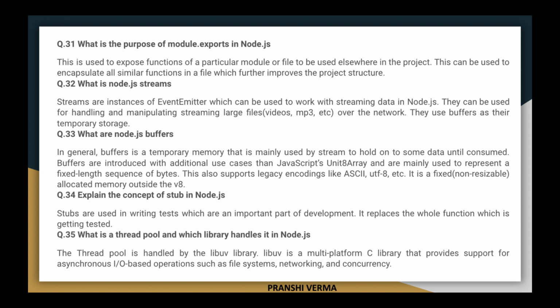Node.js provides 4 types of streams. Readable streams, it's used for reading data from a source. Writable streams, it's used for writing data to a destination. Duplex streams, it's used for both reading and writing data. Transform streams, it's used for modifying or transforming data as it flows through the stream.